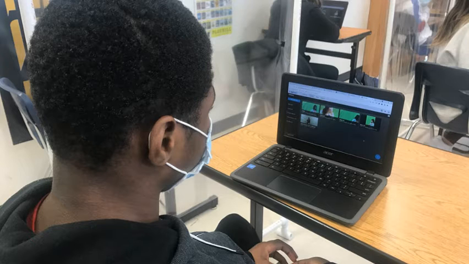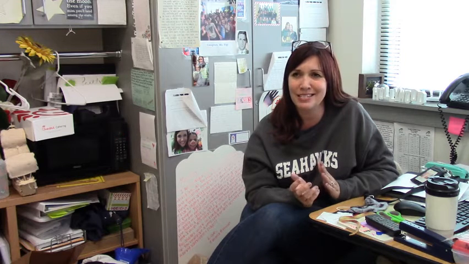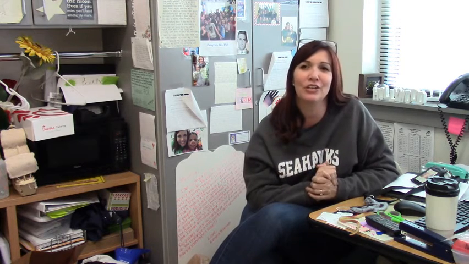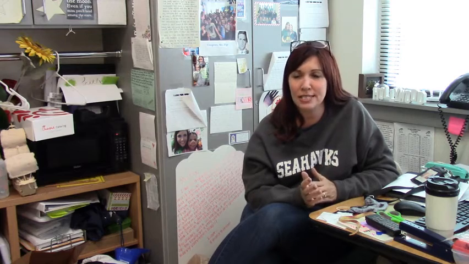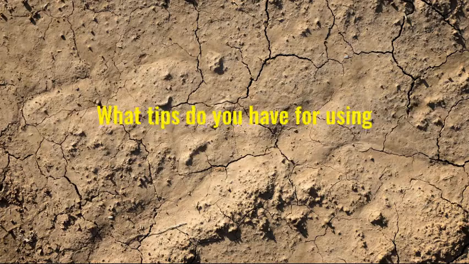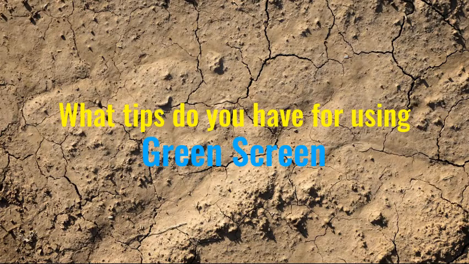So for me and my class, it also worked out nice because we're still trying to maintain social distance, and we couldn't have big groups of people together. So with the magic of WeVideo, we could shoot individual shots and then use a green screen effect to make them look like they were all in the same place. What tips do you have for using green screen?